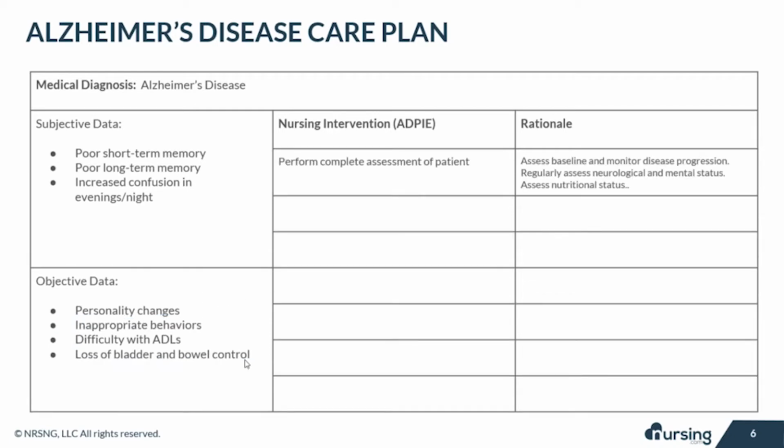Now let's look at our nursing interventions and the rationales. So you will perform a complete assessment of the patient. Assess the baseline and monitor the disease progression. Regularly assess their neurological status and their mental status, because this isn't easy on them. Something to think about is checking out their nutritional status. Just make sure they're eating, because sometimes they forget. They're very forgetful, and it can be hard for them to remember to eat or even just drink a glass of water.